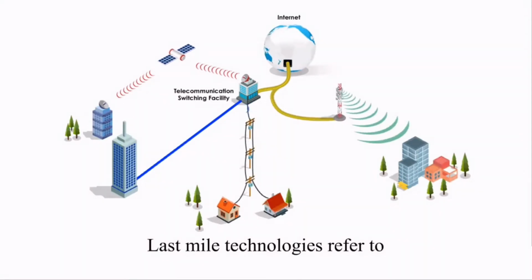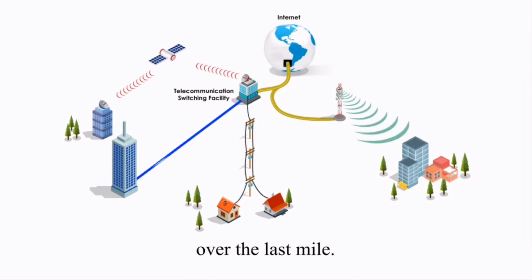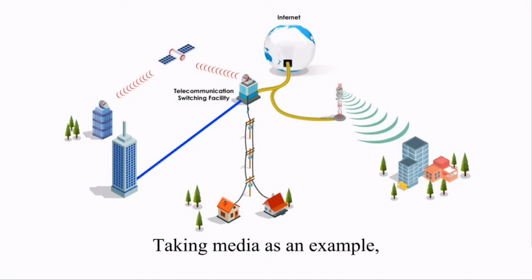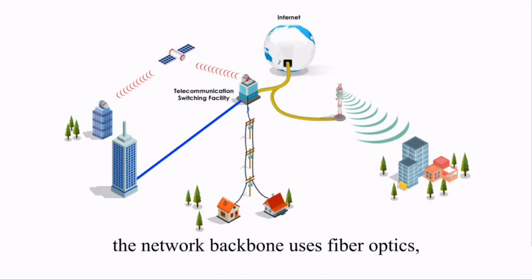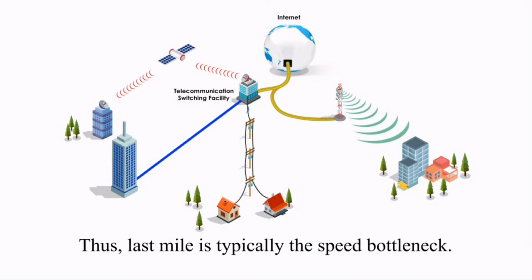Last mile technologies refer to any telecommunication methods, devices, and media that carry signals over the last mile. Taking media as an example, the network backbone uses fiber optics, but the last mile may still use copper wires. Thus, the last mile is typically the speed bottleneck.